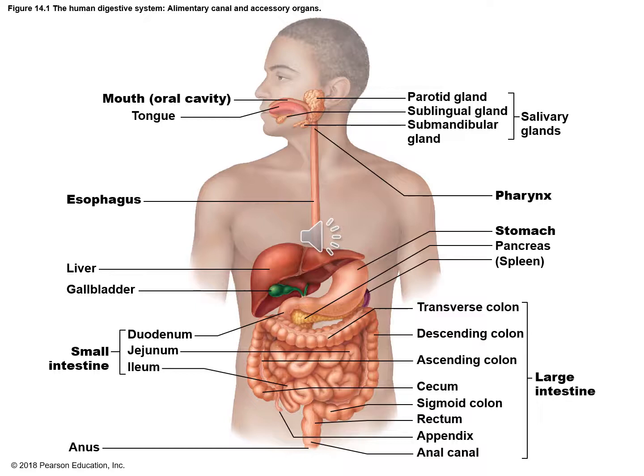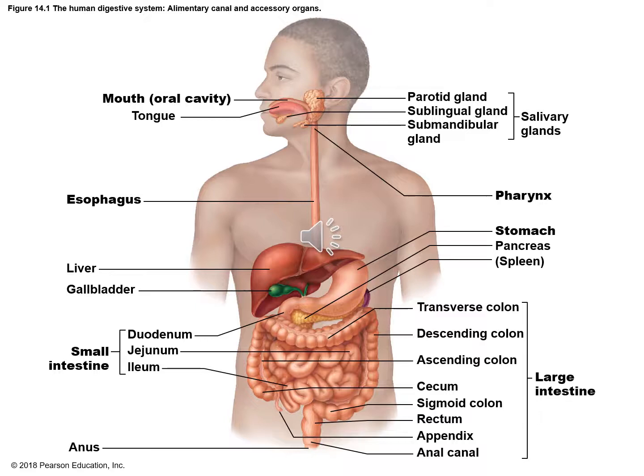The stomach opens into the small intestine, which is made up of three portions in this order: duodenum, jejunum, and then ileum. The ileum then connects to the large intestine, and that starts with the cecum, and then we move upwards in the ascending colon and across in the transverse colon, and then the descending colon, then the sigmoid colon, then the rectum, and then the anal canal, and then the anus.